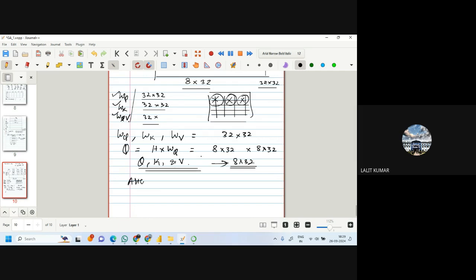I get attention weights equal to softmax of Q into K transpose divided by the square root of the dimension of K.